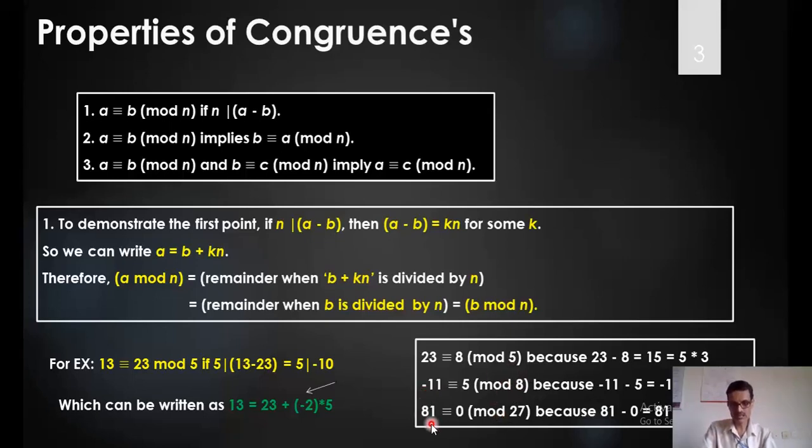81 mod 27, the remainder is 0. 0 mod 27, the remainder is 0. That means this condition holds good. Or we can say 81 minus 0 divided by 27 gives remainder 0. That is, n naturally divides A minus B.